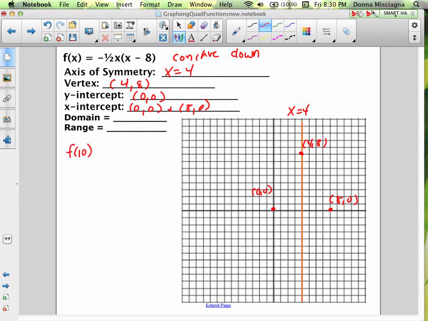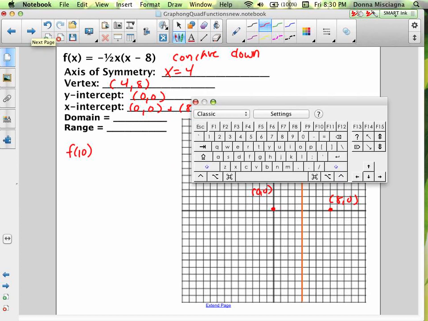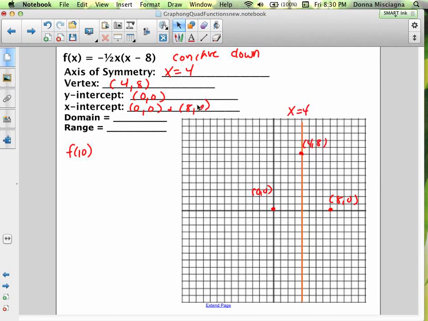I'll get the same number for negative 2 and 10 because they're the same distance away from that axis of symmetry. I don't know how that happened. I wasn't even touching the board. Although there is a thunderstorm outside. Maybe that's upsetting the board. It's scared.